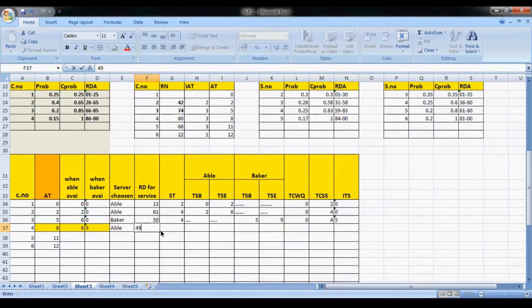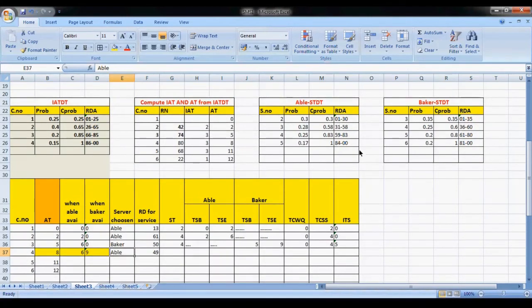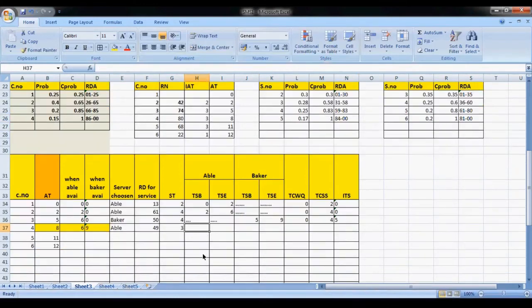Take 49 and go to the Able distribution table. The 49 falls in this range, and its number is 3. I will write service time is 3. So we are working with the Able distribution table.